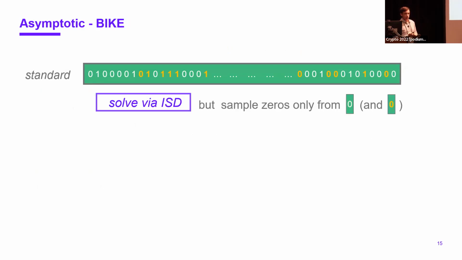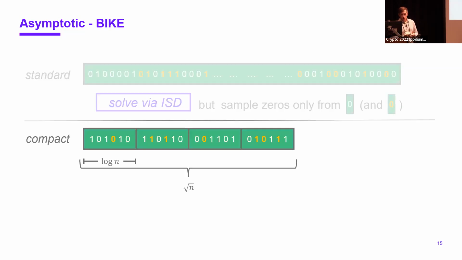Let's cover the attacks on BIKE maybe. So in the standard setting, we get this erroneous version, which is just the n-bit key, which is usually very sparse. So it includes only a small number of ones, maybe a few more due to the bit flips that occurred. But still, the technique in a nutshell is to solve it via ISD, but sample the 0 coordinates only from the zeros of this erroneous version, because these are more likely to encode real zeros of the secret key.